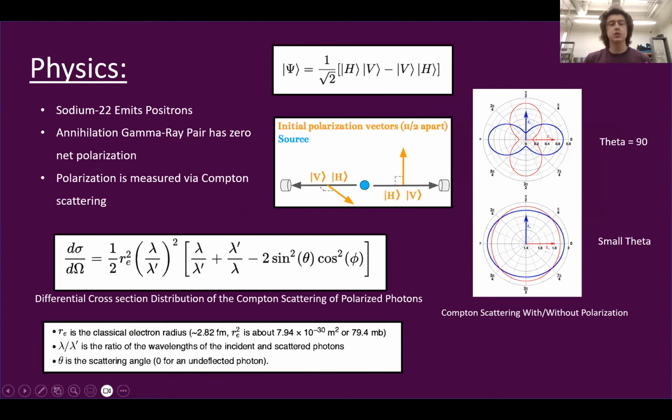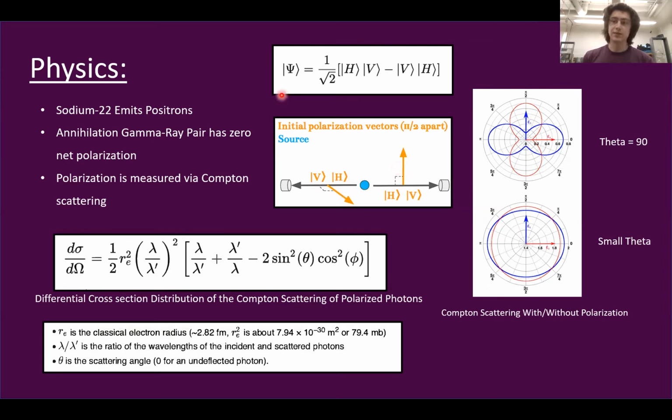So the physics, of course, is trying to measure entanglement. We get this entanglement from the annihilation of a positron and an electron. This annihilation creates a gamma ray pair. In this diagram here, we can see an example of this. We have our source in the center, which emits gamma rays in opposite directions. The gray vectors represent their momenta, and the orange vectors represent their initial polarizations.